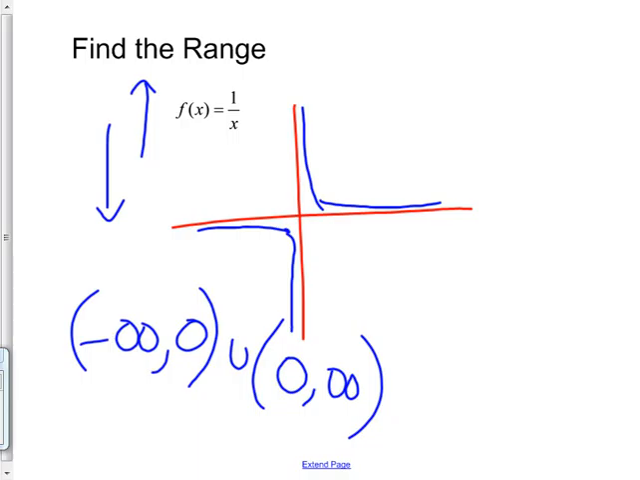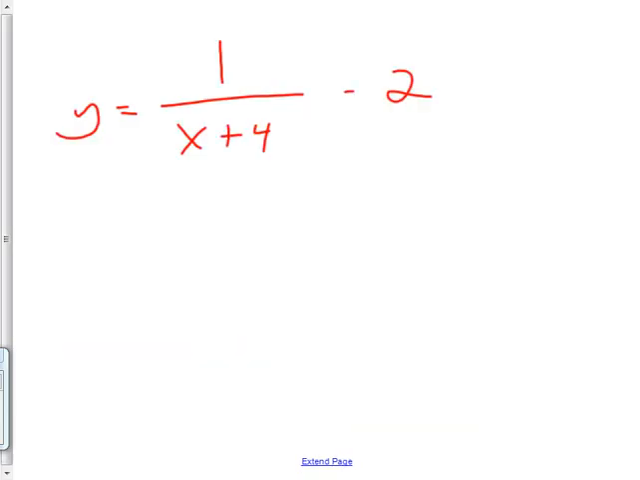Remember how to do those range problems? You just ask yourself, where does it work as I go from down to up? Is there any spots where it doesn't work? Yeah, it doesn't work at 0. All right, so what's the range of that? Just in your head, think about where it would be. It would be the same graph except shifted a little bit.